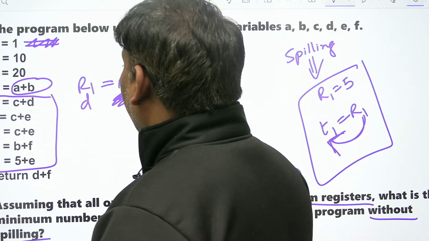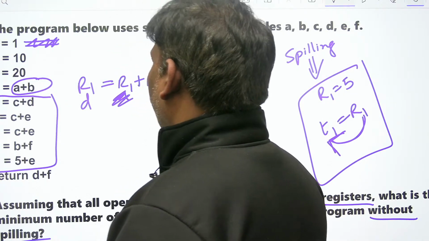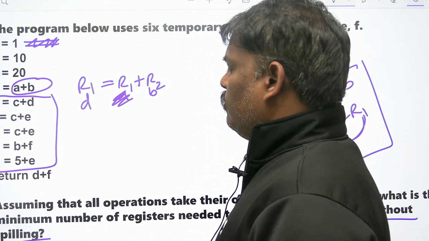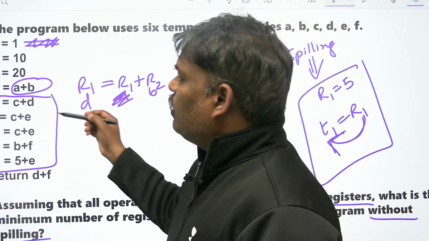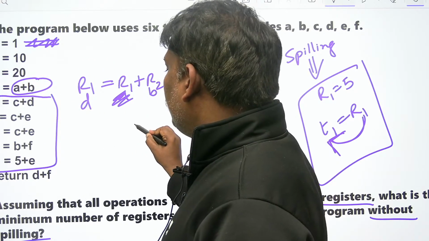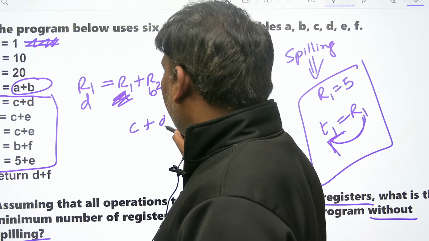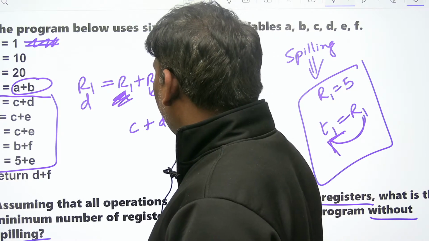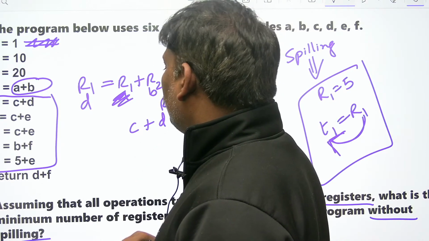R2 is B, R1 is D. Be careful. Right? Fine. I think this operation is completed. Now see the next one. C plus D is required. I think D means R1, it's okay.